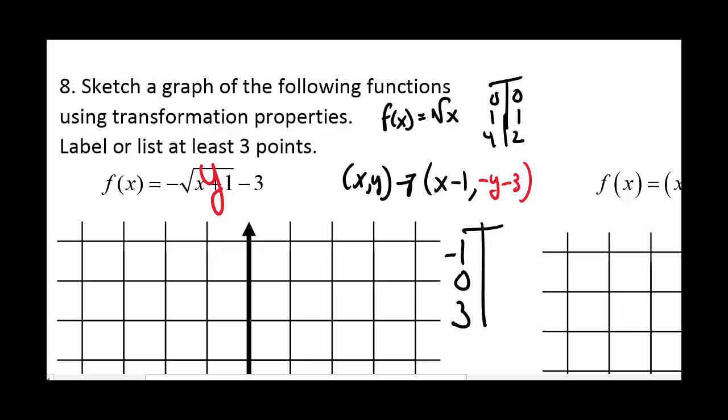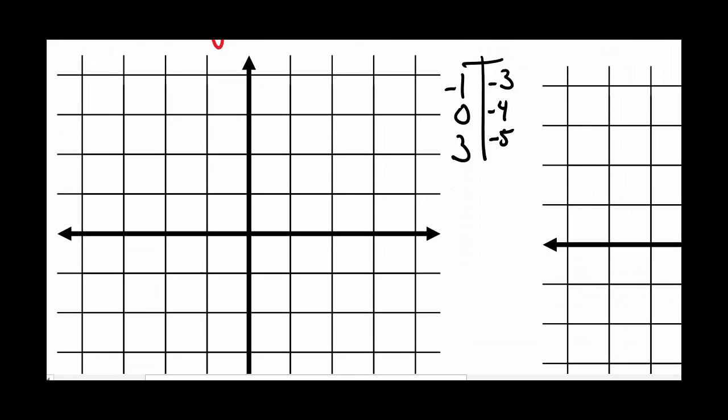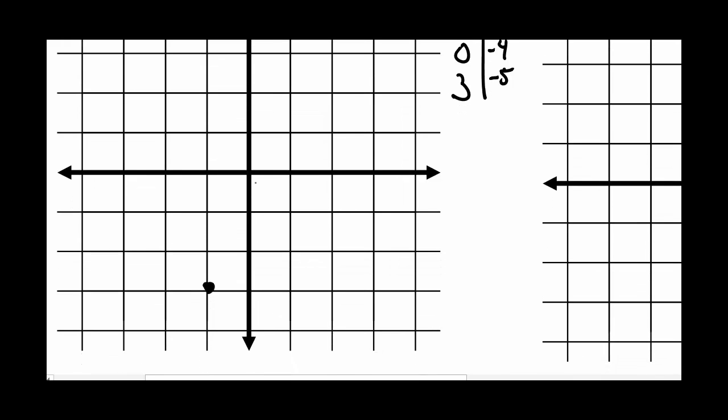And then the y values, I want negative y minus 3. So negative 0 minus 3 is negative 3. Negative 1 minus 3 is negative 4. And negative 2 minus 3 is negative 5. Okay, so those are the points that I'm going to plot. So negative 1, negative 3, 1, 2, 3 right there. Actually, a little bit lower. 0, negative 4 is 1, 2, 3, 4 right there. And 3, negative 5. 1, 2, 3, 4, 5 slightly off the screen. And then connect that, and there's my graph.